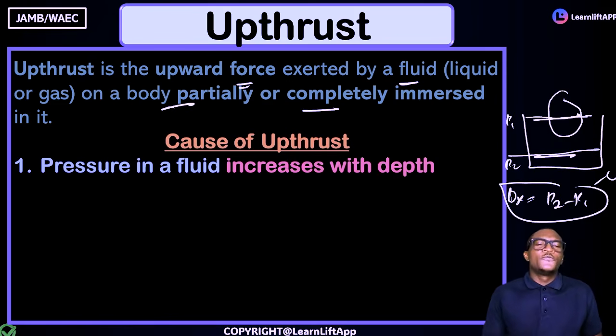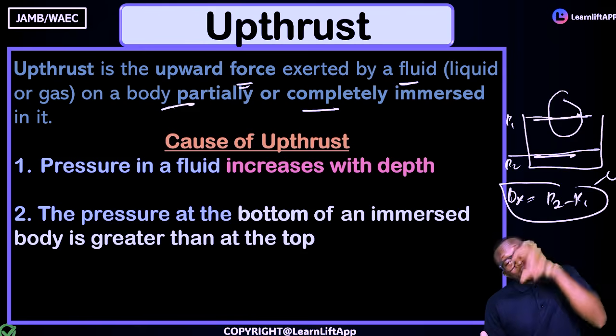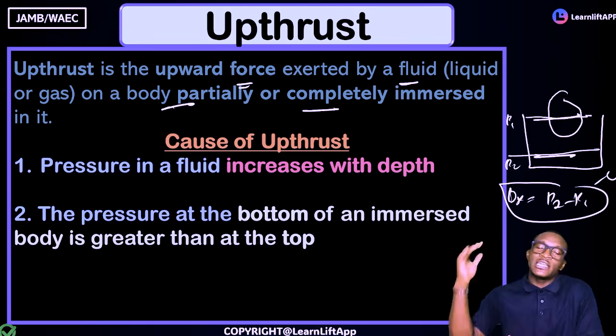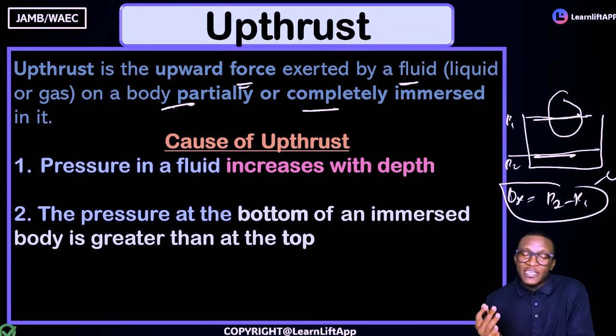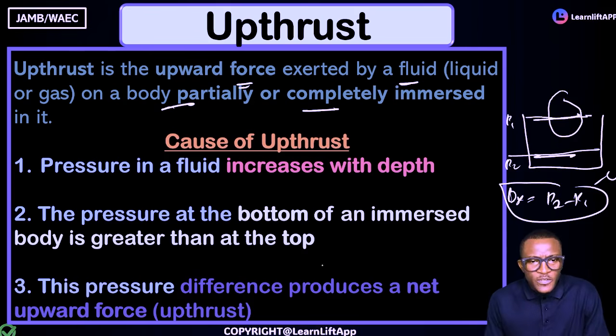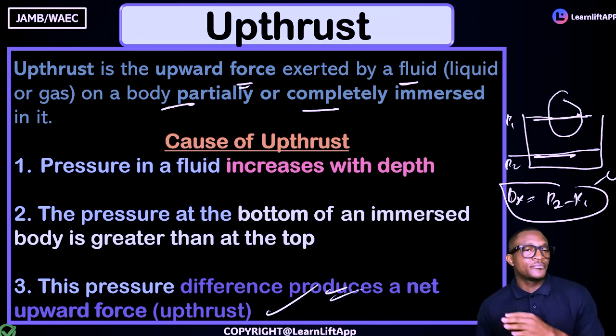So look at it. We say that pressure in a fluid increases with depth. Pressure in a fluid increases what? With depth. The pressure at the bottom of an immersed body is greater than the one at the top. That difference between the pressure at the bottom and the pressure at the top results in what we call upthrust. The pressure difference produces a net upward force called what? Upthrust. So do you understand what causes upthrust now? That difference in pressure between the bottom and the top.